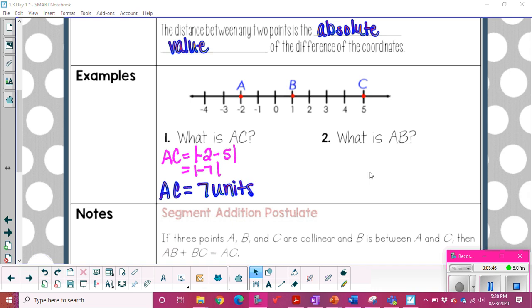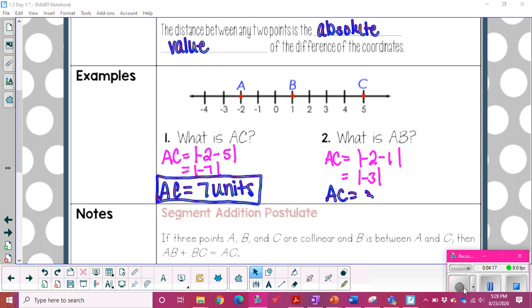Okay, y'all pause the video and work number 2. You're asking what is the distance between point A and point B? The ruler postulate tells us it's the absolute value of the difference of the coordinates. So point A is at -2, and I'm going to subtract point B, which is at 1. -2 minus 1 is -3, and the absolute value of -3 is just 3. So the distance from A to B is 3 units.